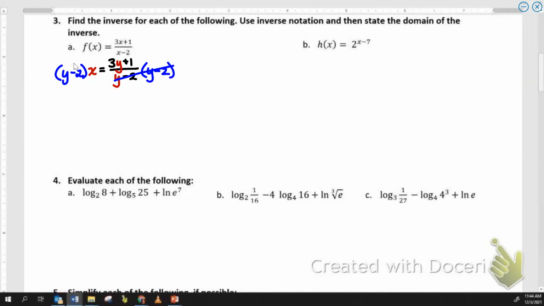I'm going to distribute this X. So I have XY minus 2X equals 3Y plus 1. The goal is to isolate what? Y. I had Y on just one side over here, but it's top and bottom, and I don't want that. So that's why we multiplied by the denominator. But now I have Y on both sides, and I don't want it on both sides because I'm trying to isolate it. I want it on the same side. So I can subtract XY from both sides.